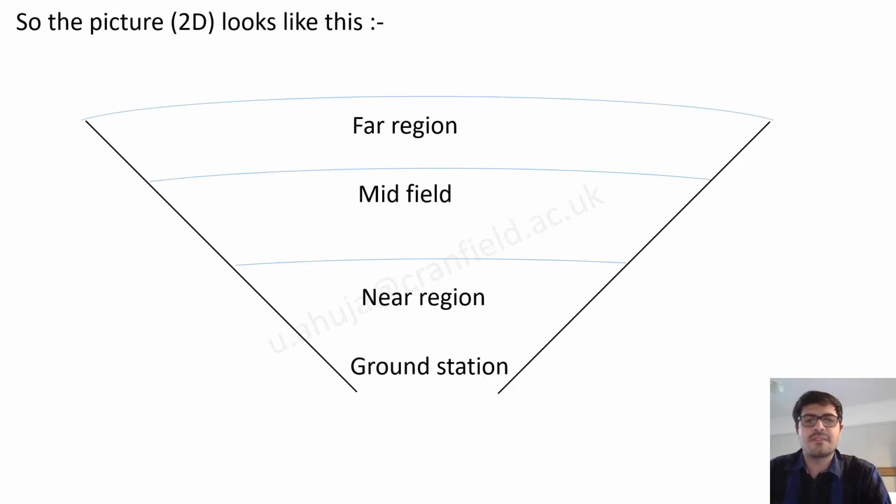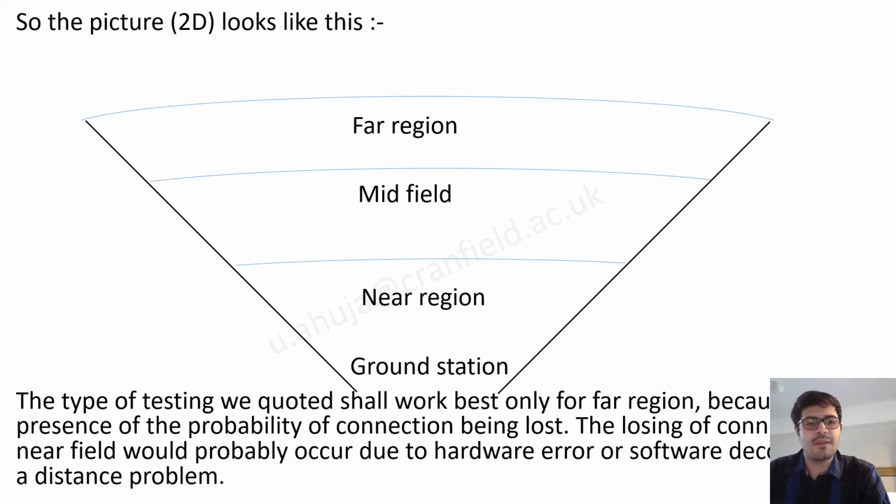So the picture in 2D looks like this. I'm going to explain more about this. Suppose there is a ground station, then there is a near field region, then the midfield region, and then the far region. This type of testing shall work best only for the far region, because of the probability of connection being lost. The losing of connection in the near field would probably occur due to hardware error or software decoding, and the distance could be a problem in the far region only.